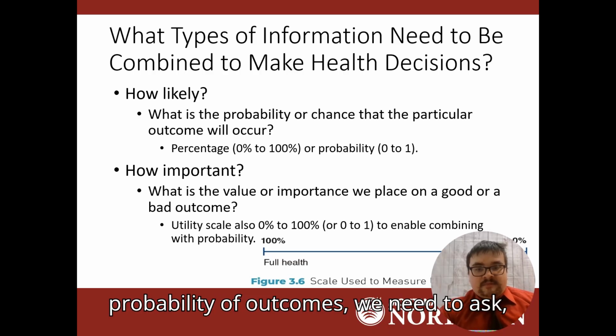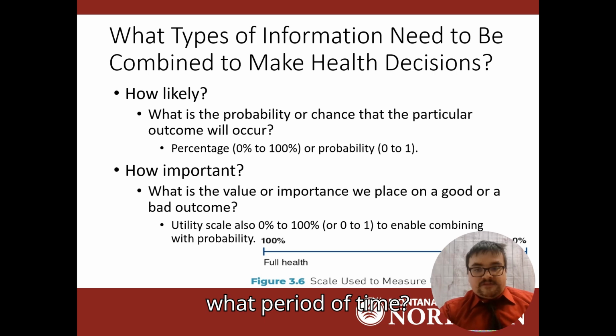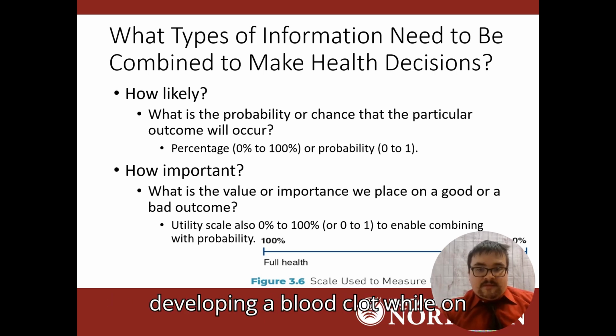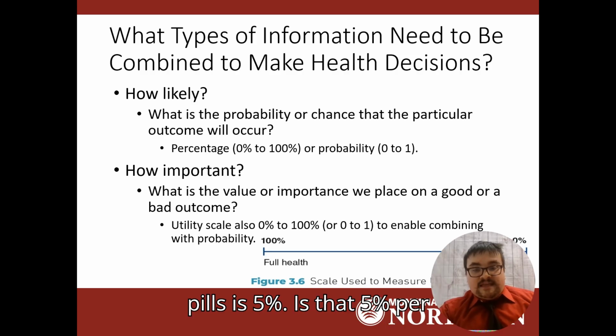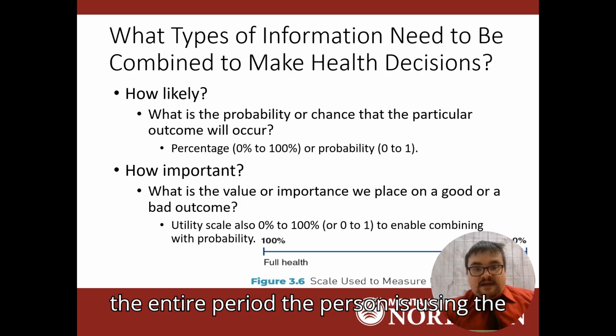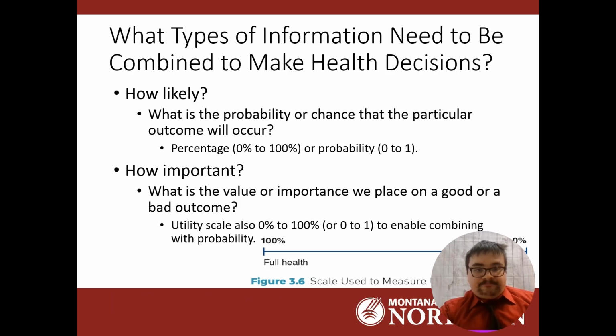To better understand the probability of outcomes, we need to ask, how likely is the event to occur and over what period of time? An example of this could be that the chance of developing a blood clot while on high-dose estrogen pills or birth control pills is 5%. Is that 5% per cycle, per year, or over the entire period the person is using the pill? So that can be an example there.